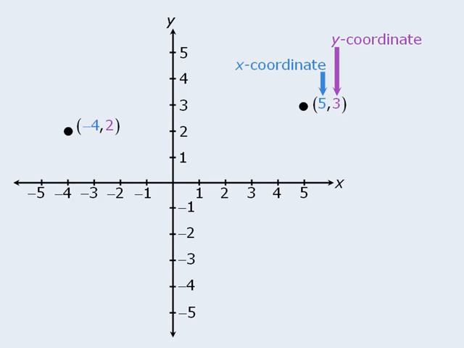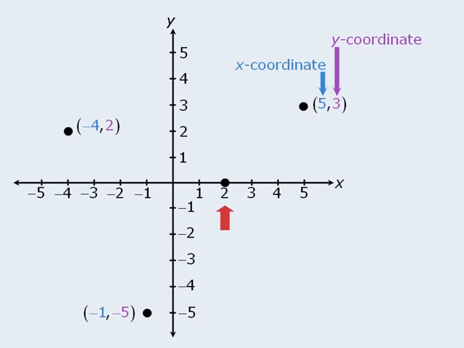Okay, now let's find the location of the point -1, -5. The x-coordinate here is -1, so starting from the origin, we will first travel in the negative direction along the x-axis for a distance of 1 unit. The y-coordinate of this point is -5, so we will now travel vertically in the negative direction for a distance of 5 units. So our point is right here. This point has the coordinates -1, -5.